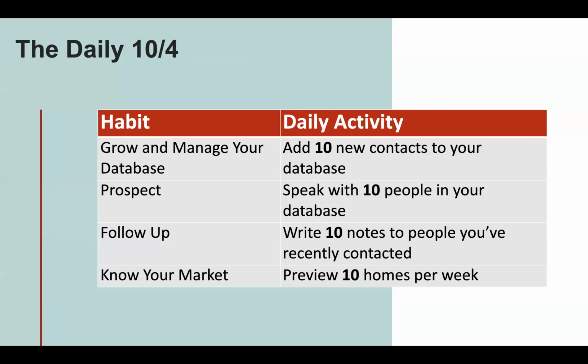Okay, the daily 10-4. This is something, the 4 habits, really powerful habits. These are the 4 things that successful agents do every single day throughout their careers. The daily 10-4, as we call it, are the activities that support those 4 habits. They are core to Spark and beyond, because they will help you get your first appointment.